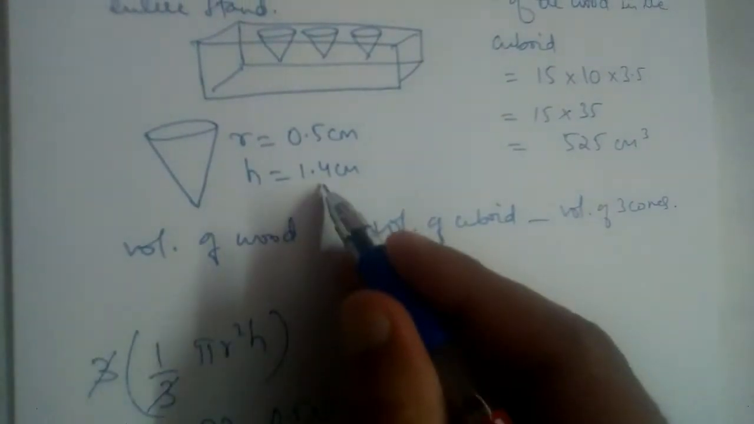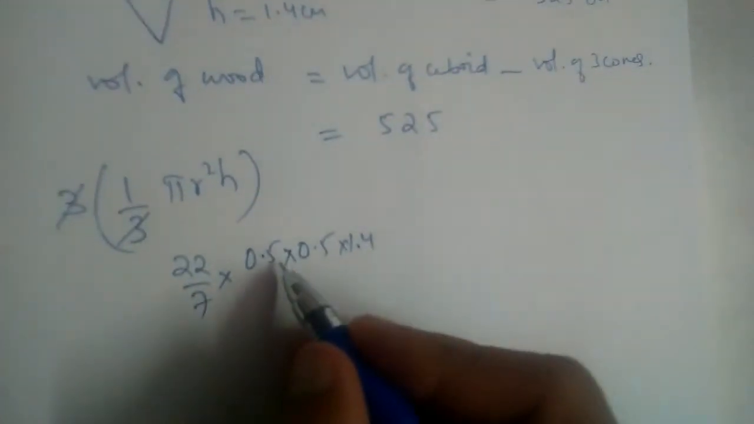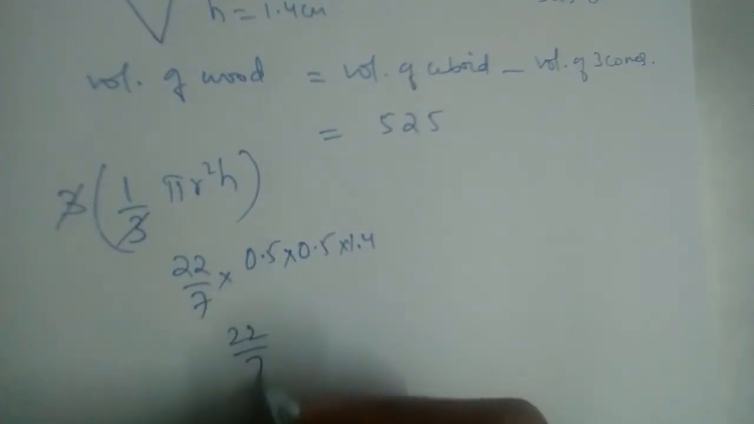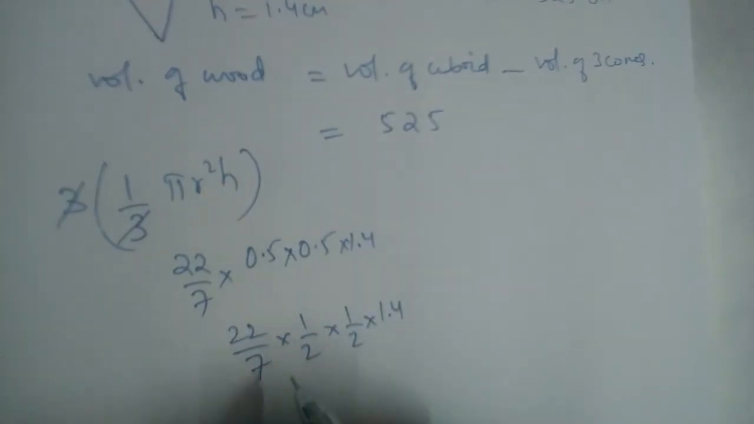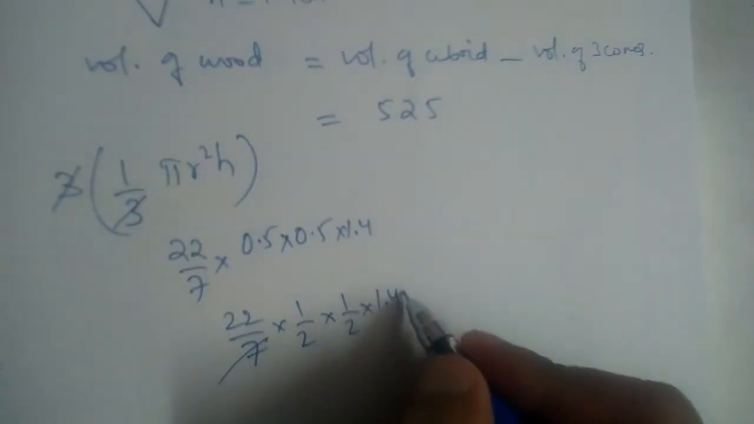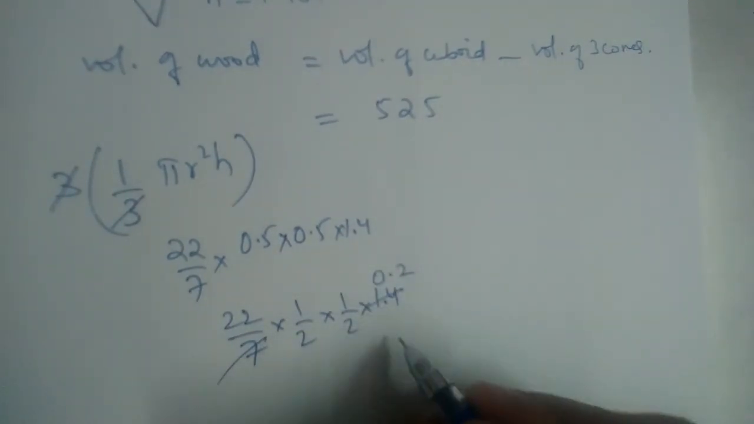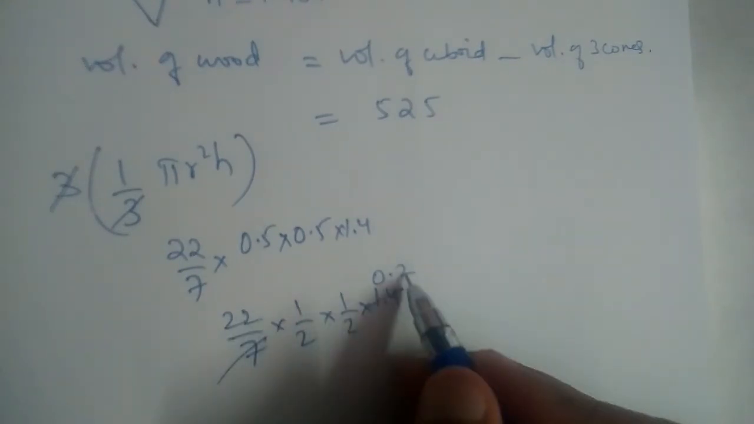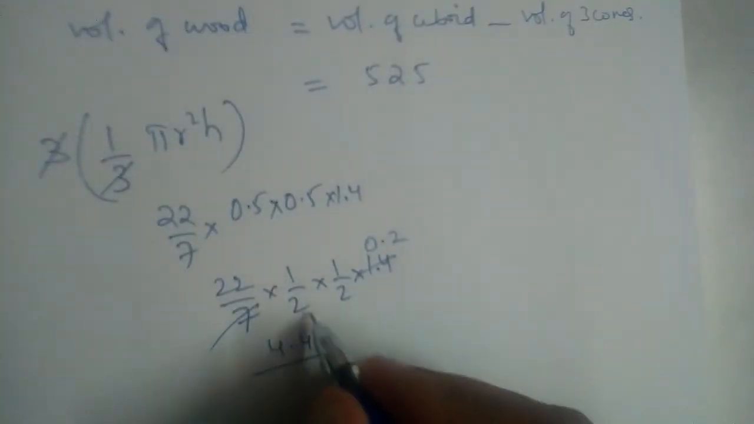And what is the height? 1.4. Okay, so can we write 0.5 as 1 by 2? This is half only, right? Yes, 22 by 7 into 1 by 2 into 1 by 2 into 1.4. So this 7 and 1.4 will go 0.2 times. 7 2s is 14, but we have 1.4, so we wrote 0.2. Okay, so 22 into 0.2 is 4.4, divided by 2 into 2, which is 4 here.